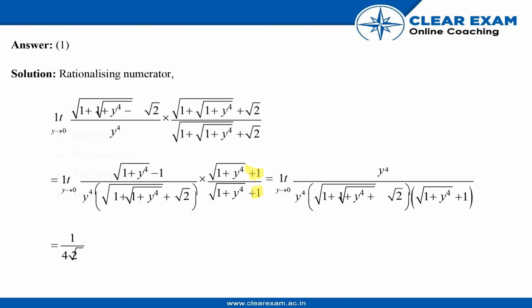It comes out to be y to the power 4, because again a square minus b square is applied. So it comes out to be y to the power 4 upon y to the power 4 times the square root of 1 plus y to the power 4 plus root 2, into the square root of 1 plus y to the power 4 plus 1, and on putting in the value, our final answer comes out to be 1 upon 4 root 2. This would be our final answer in this case.